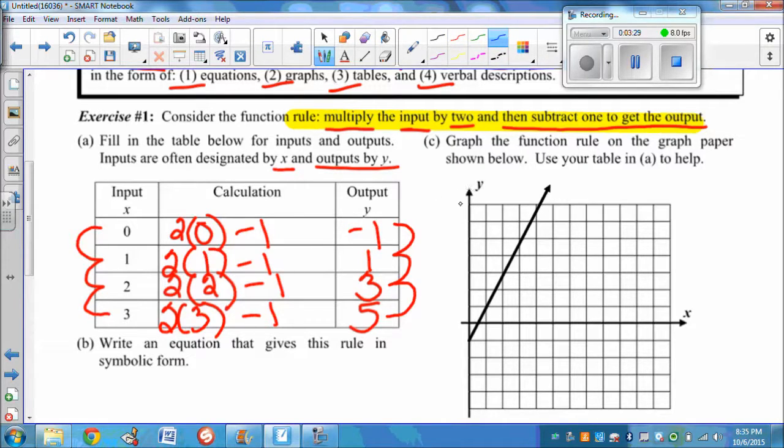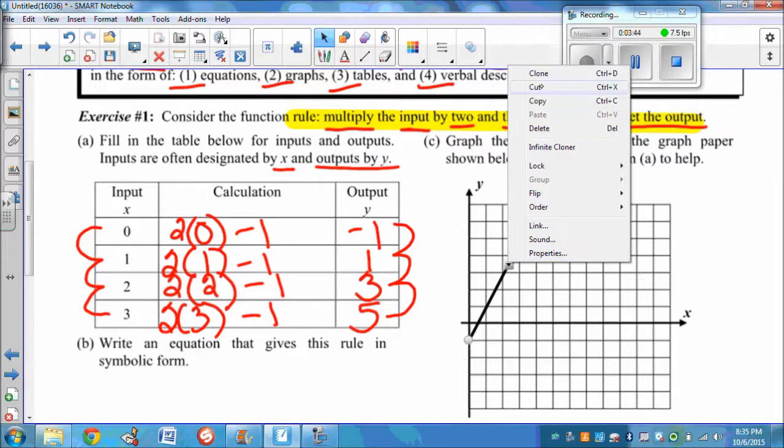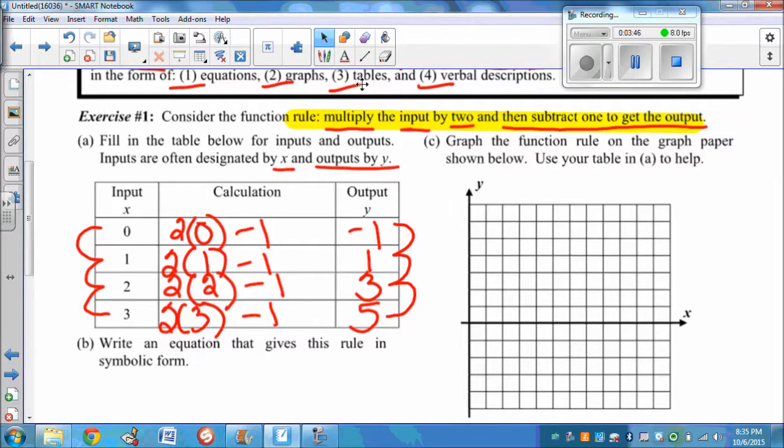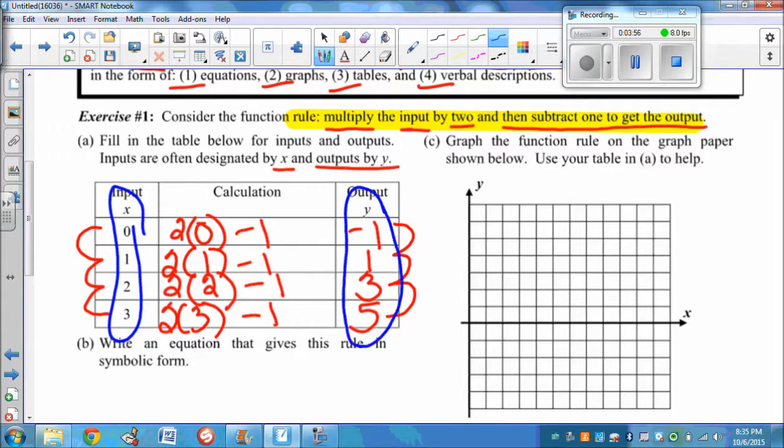So let's go over here to C. We're going to go back to B. I want to go to this graphical representation first. So let me get this little guy out of here. I don't know why that's there. Okay, so let's graph the function rule on this graph paper below. We've got to use the table. So we've got our list of X's and we've got our corresponding Y's.